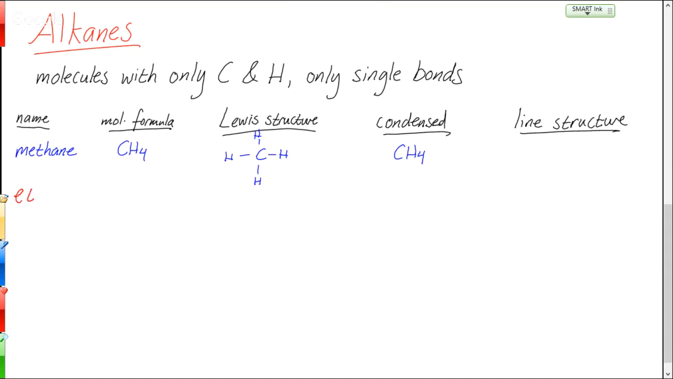which is ethane. Each time, this is going to go up by 1 carbon. So now we have C2H6. And our Lewis structure now looks like this. 2 carbons connected with 6 hydrogens. And now you're going to see a difference in the condensed structure, which is CH3CH3.